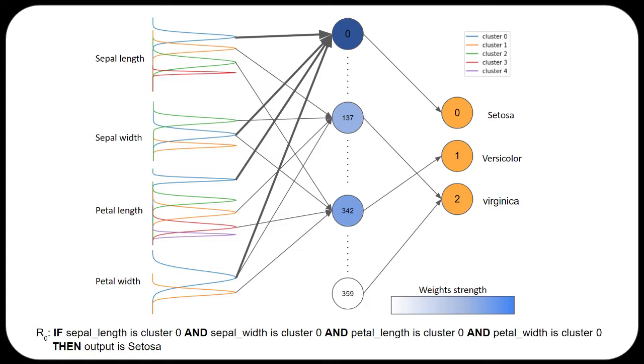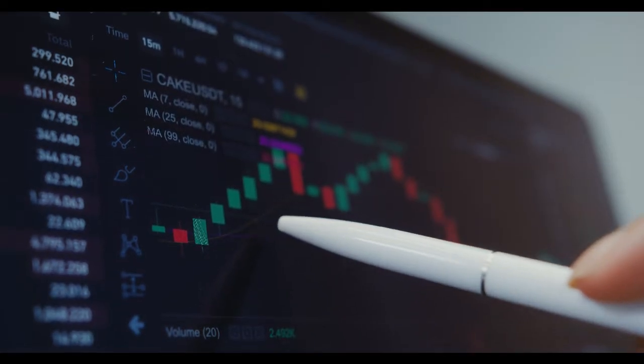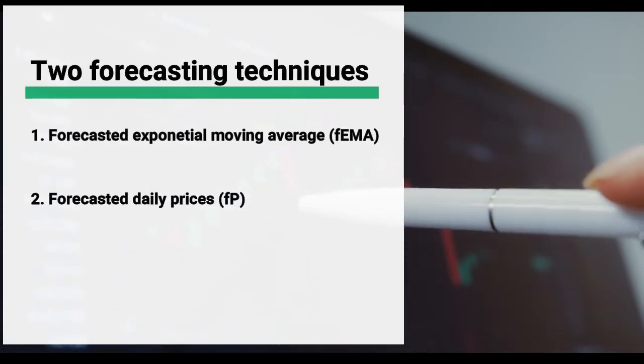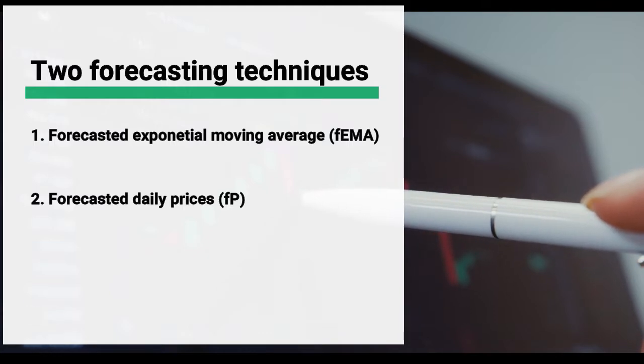Rule 0 can be interpreted as: if sepal length, sepal width, petal length and petal width are cluster 0, then flower is setosa. Each cluster can be labeled with linguistic terms such as short, medium, and long to enhance the interpretability. Next, the author has conducted an experiment by incorporating two forecasting techniques with SVFPS as the predictive model.